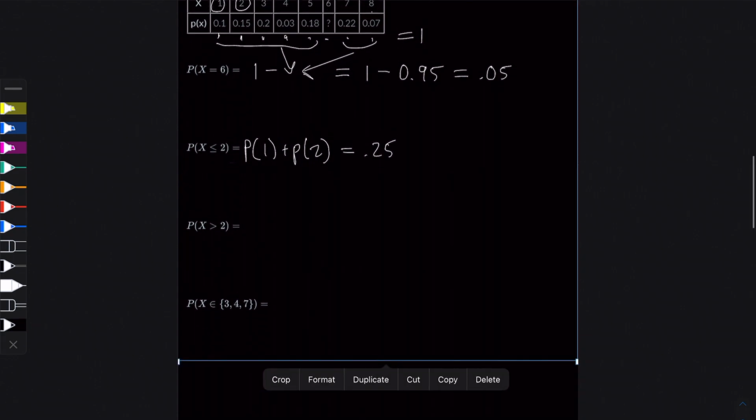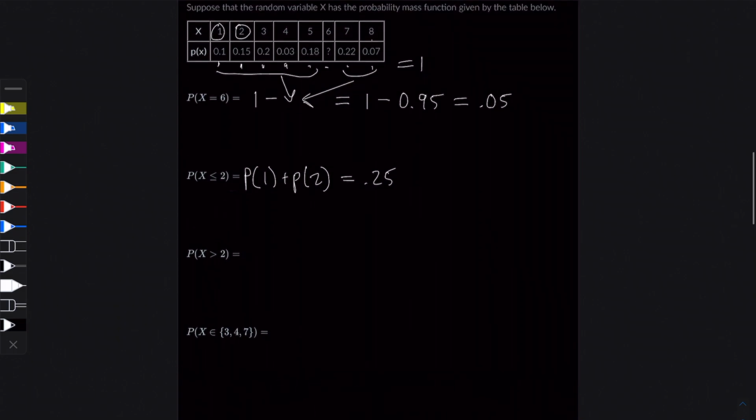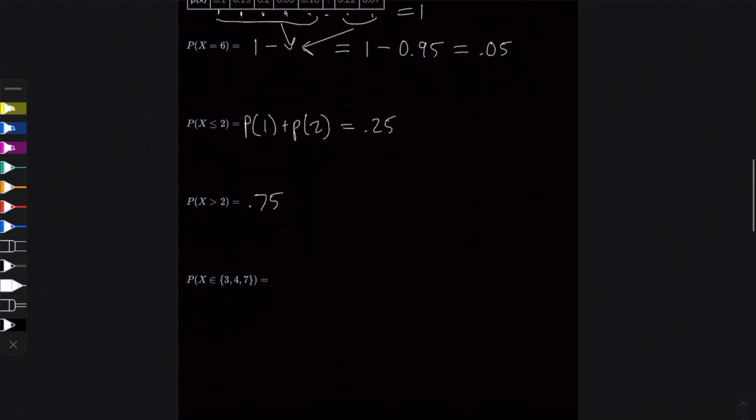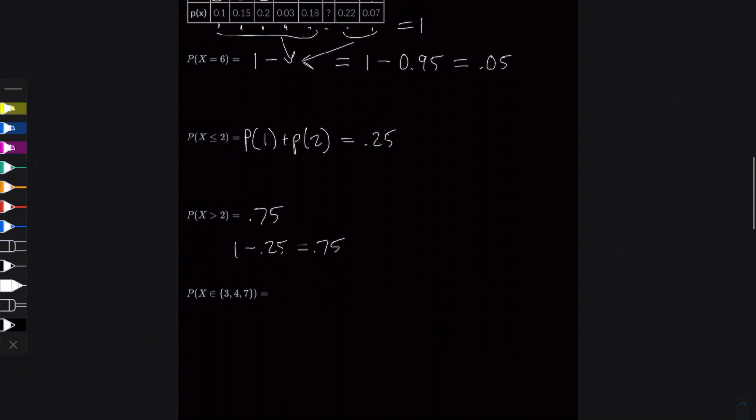And now for this next one, the probability x is greater than 2. So that is not going to include 2. That's going to be 3 plus 4 plus 5 plus 6 plus 7 plus 8. I already have done that for us, so we can do 0.75. And now another way to do that, if you can see that the probability that we found in part B is the complement of the probability that we're supposed to find in part C. So if we did 1 minus 0.25, that also gives us 0.75. 2 ways to get our answer there. The second one is probably a little faster than adding up the other ones.